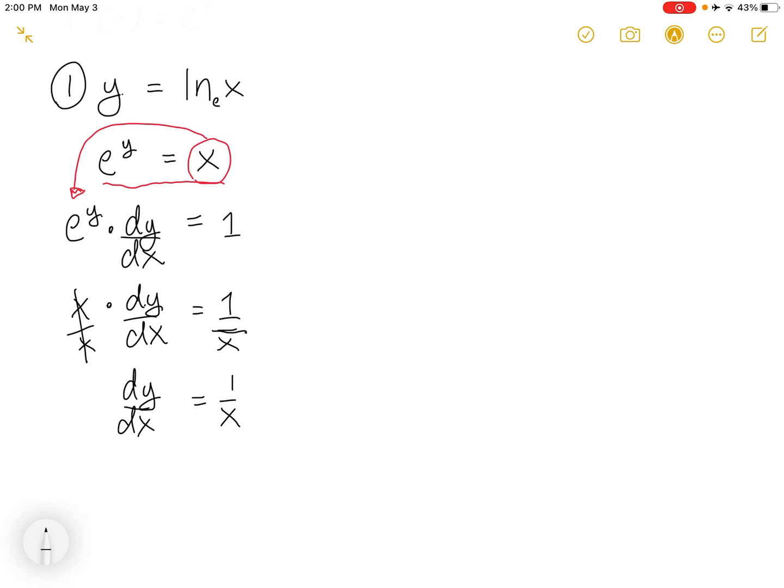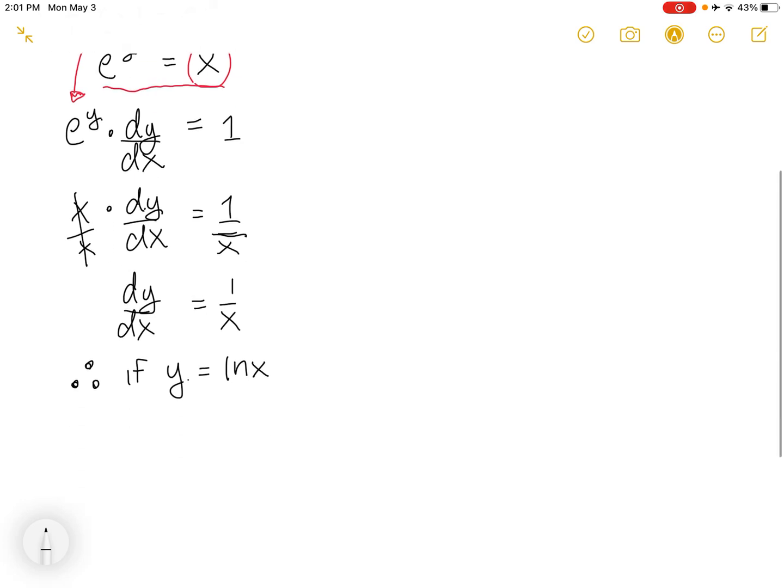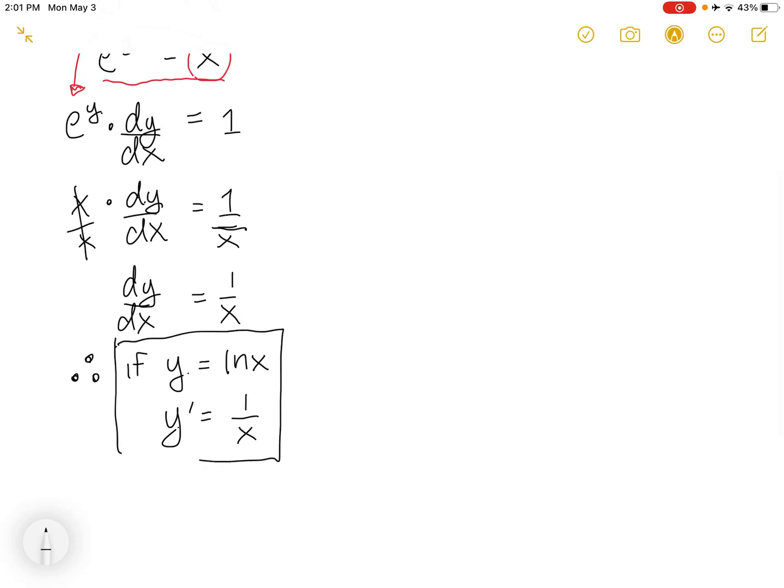Okay, so therefore, if y equals ln x, y prime equals 1 over x. And this is another derivative that you will not be given. You need to know this one. It's not on your formula sheet. Okay, so that's the first one that I wanted to start out with. And we're going to look at two others before we practice using them.